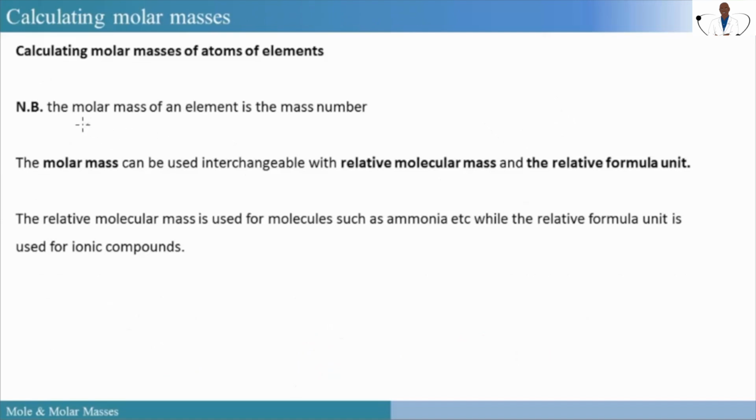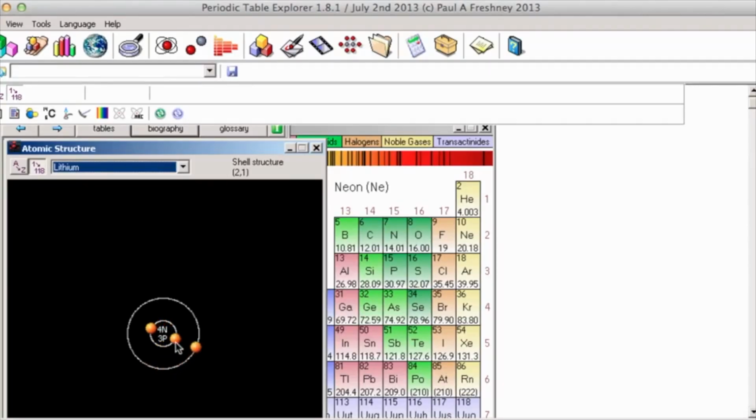So note that the molar mass of an element is the mass number. And where do we get the mass number from? Well, if you check your periodic table, you will see that each element comes with a particular mass number. Now, the mass number is made up of protons and neutrons. Let's see how we can work out the mass number of a particular element. Lithium would have a mass number of 7. That is 4 neutrons and 3 protons.